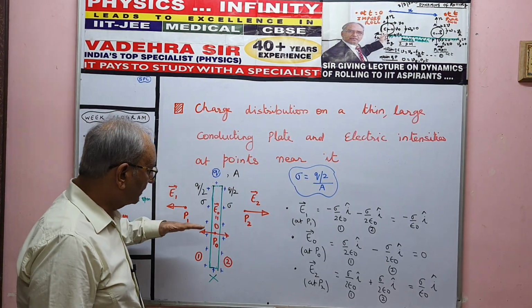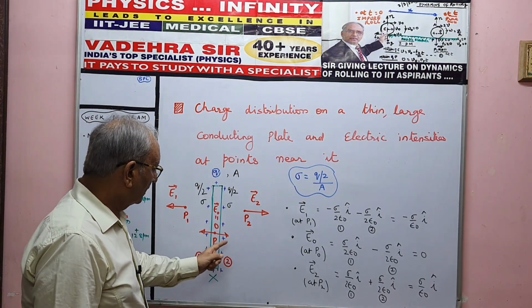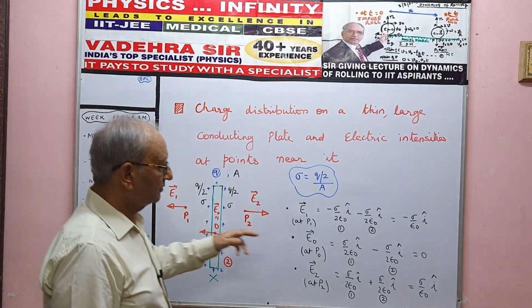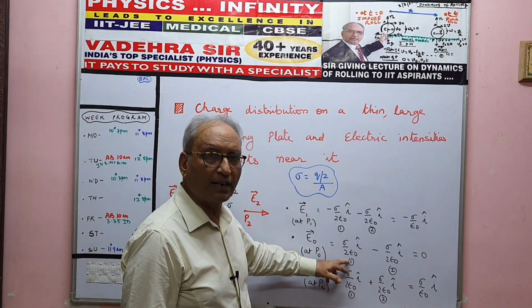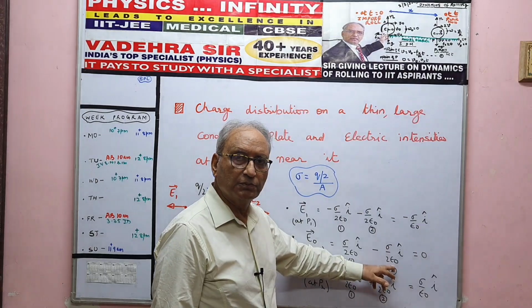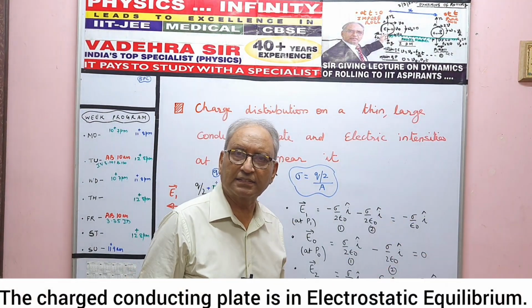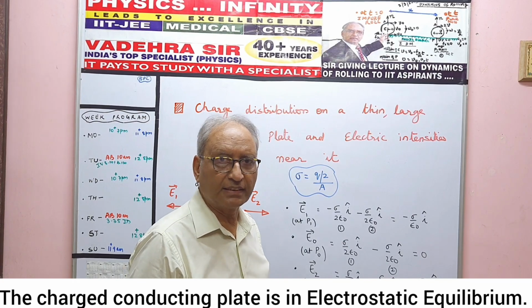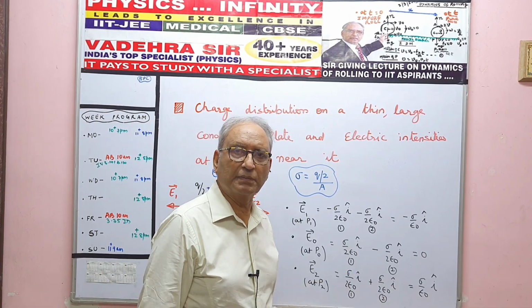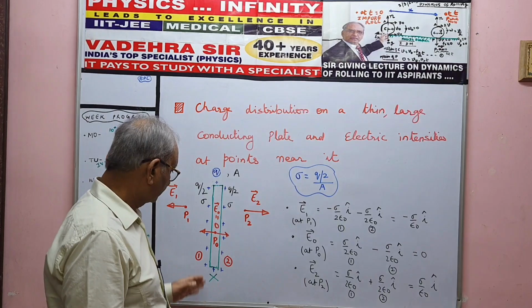I take the point P0 within the conducting material. So one surface will create the field here, and this will create the field to the left. So this is for face 1, this is for face 2, and the resultant is 0. Sure, the conductor has to be in electrostatic equilibrium. The field within the conducting material has to be 0.